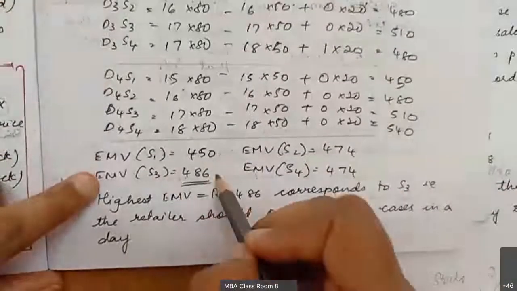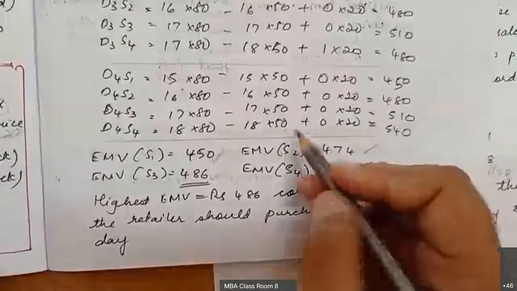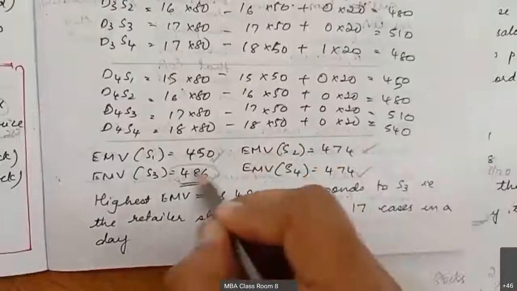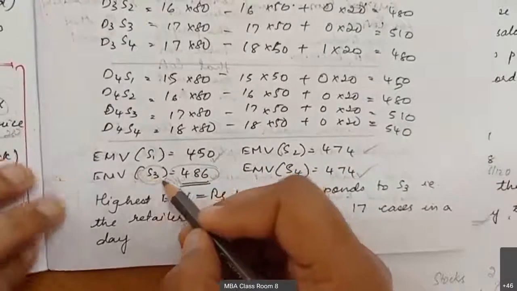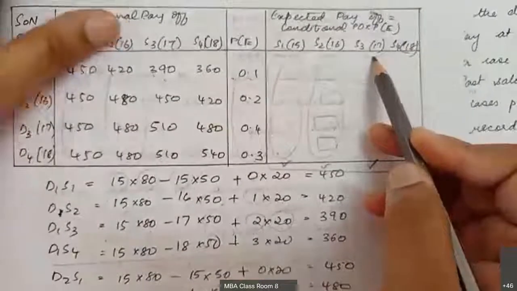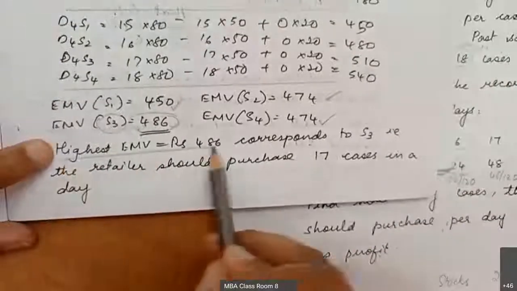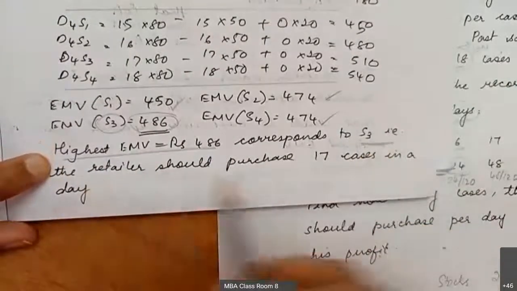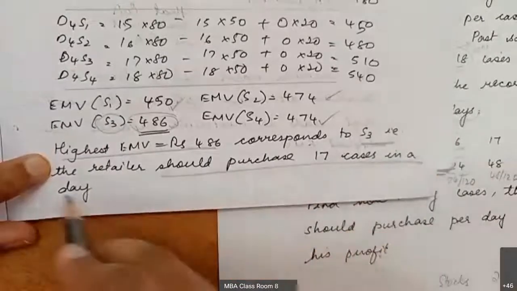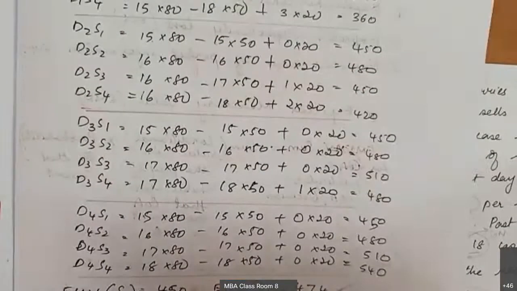Similarly, you do that. What will be your value? These are going to be your values: 450, 486, 474 and 474. In this, which is the maximum value? Maximum value is 486. That is for S3. S3 means you have written 17 here, no? So 17 cherry boxes you have to buy in your shop so that you can minimize the loss and maximize the profit. So highest EMV 486 corresponds to S3. That is, the retailer should purchase 17 cases in a day. Is it clear? And this is how you have to solve all this type of problems.